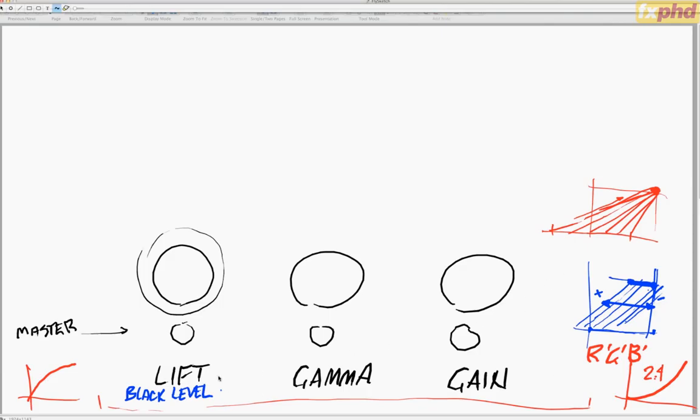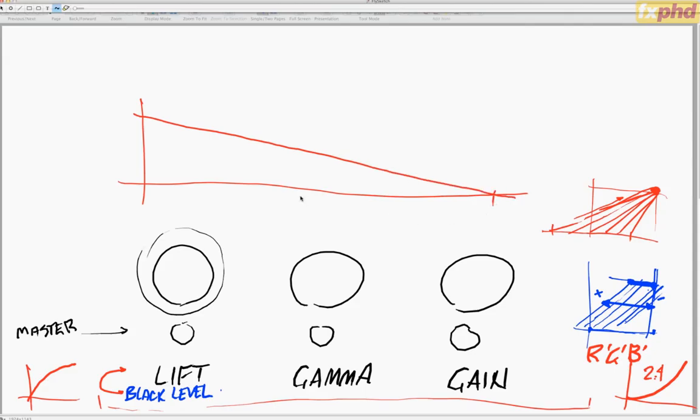So this is the only difference between black level and lift, is that lift doesn't change white. So in some sense, you can think of the effect of the lift control as going like this. The lift control has no effect at white, has maximum effect at black, but it's effective all the way across the chain of the video tone scale. Okay, that's the first of the three knobs.